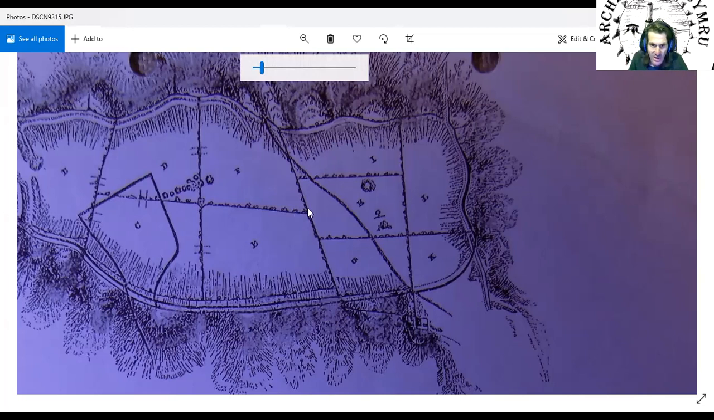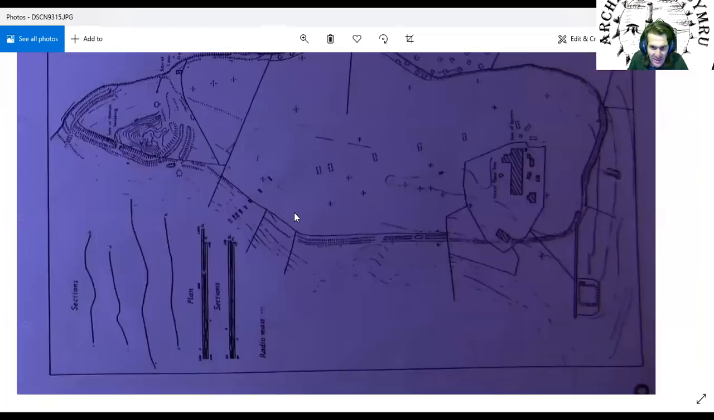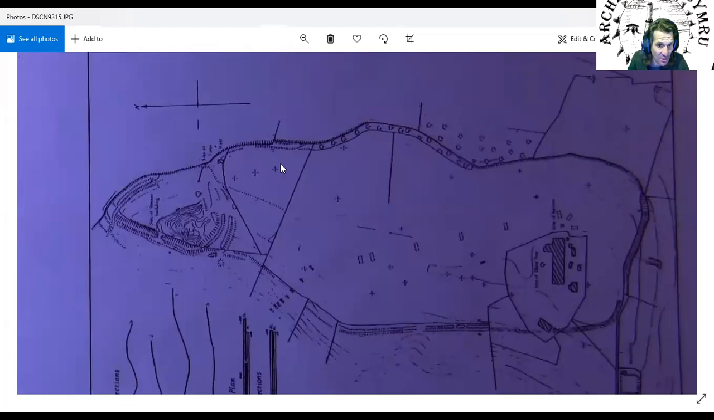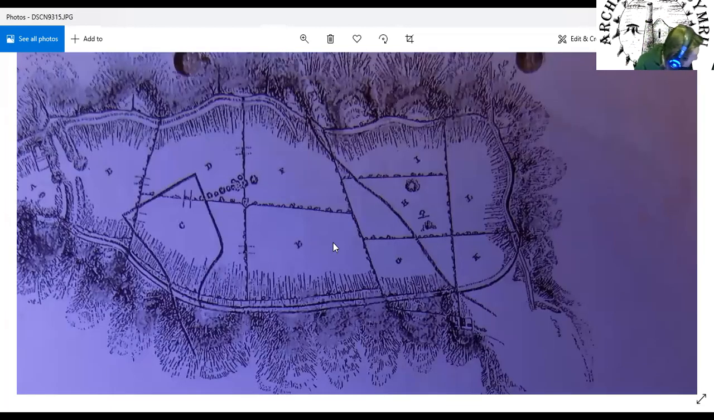So he shows an enormous earthwork, a massive earthwork. Today it doesn't look as impressive as he's showing. This was being drawn in the early 1800s, okay? So he's really detailed at the beginning of the 1800s. He's showing a really impressive site.